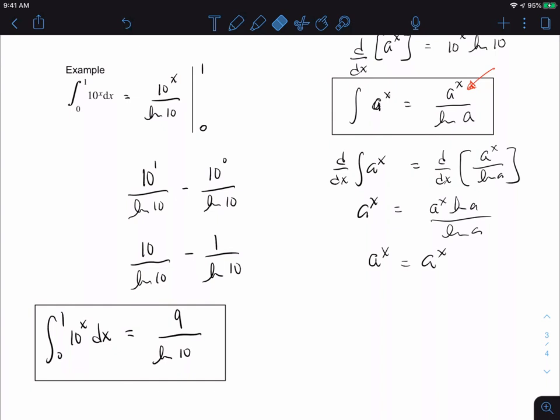And again, what's cool is you guys can check this with your calculator, so you should use your calculator now that I've given you all the steps to be able to do it.